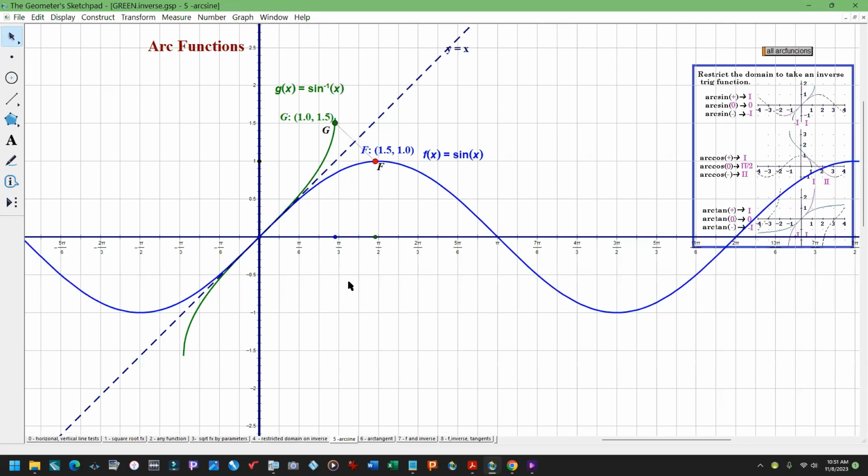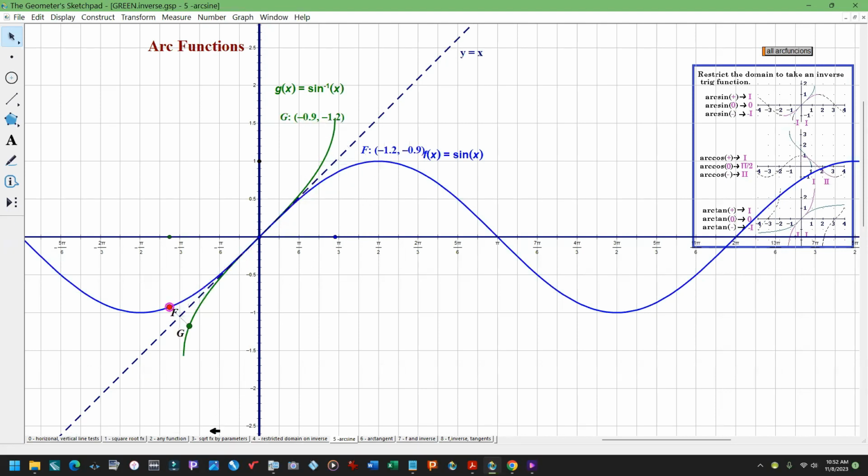Now we look at the arc sine function. In blue, I have a sine curve. I know you know that. But now I've introduced the reflection, or a reflection of the blue sine curve across the line y is equal to x. So the x values and y values switch. And I'm just going to move this and so you can see that they do indeed switch.